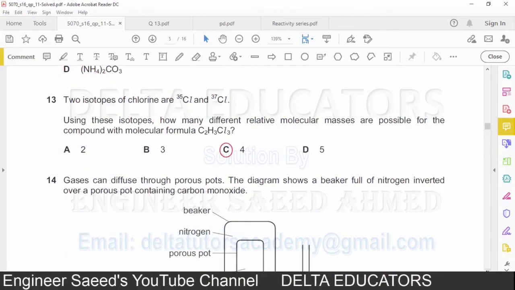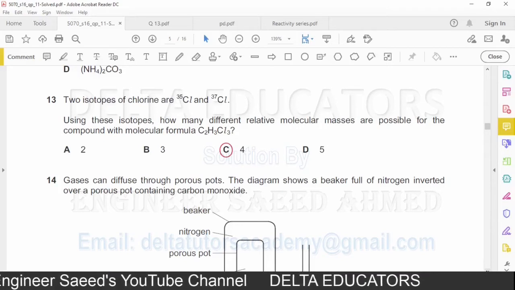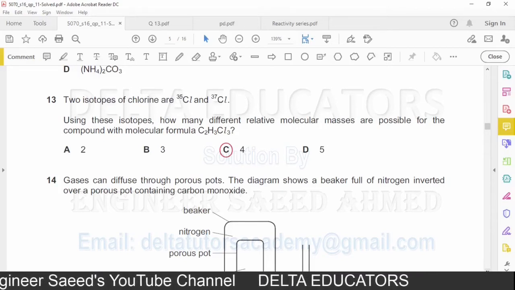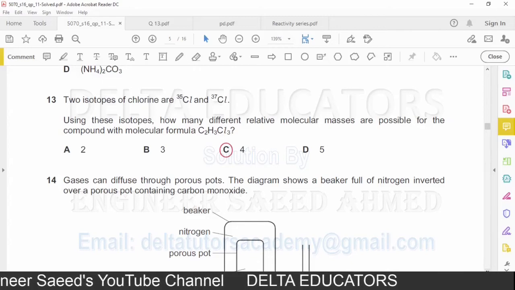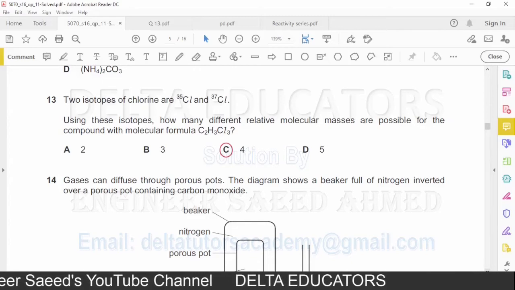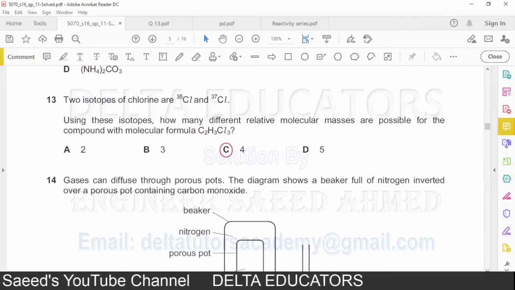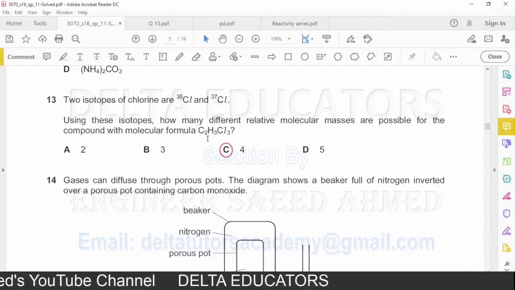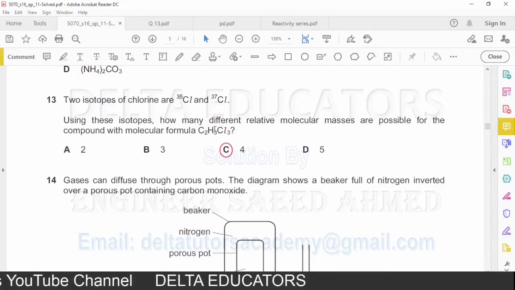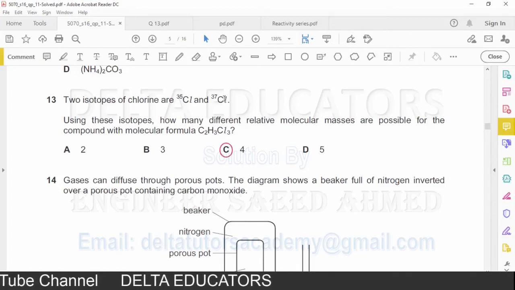Question number 13. Two isotopes of chlorine are Cl-35 and Cl-37. Using these isotopes, how many different relative molecular masses are possible for the compound with molecular formula C2H3Cl3? In this compound, C2H3Cl3, we have 3 chlorine atoms. These chlorine atoms may be chlorine-35 or chlorine-37. So we will get different relative molecular masses for the compounds formed here.